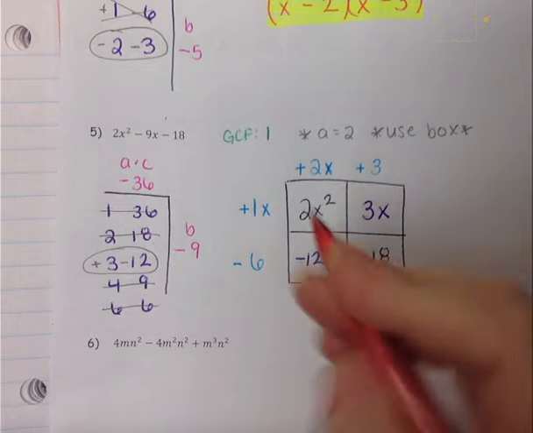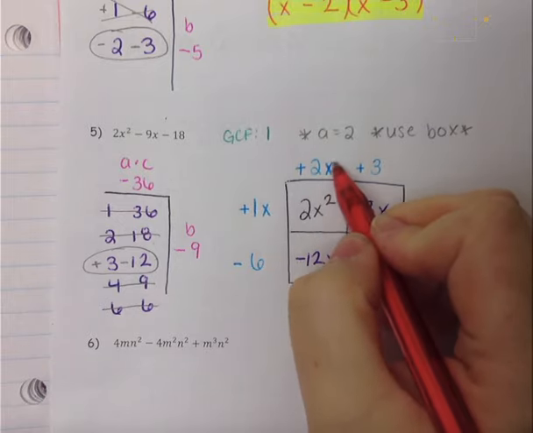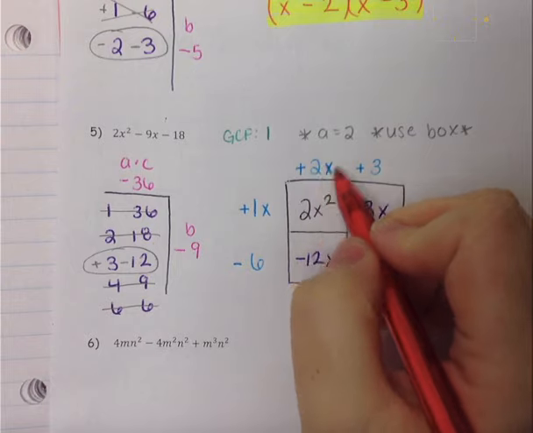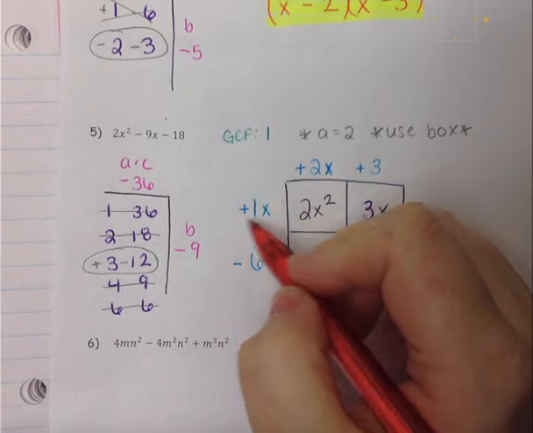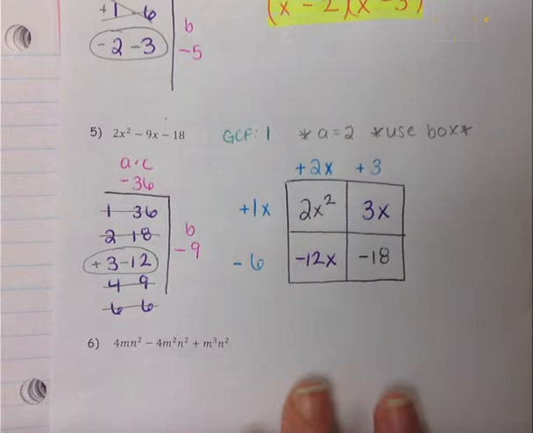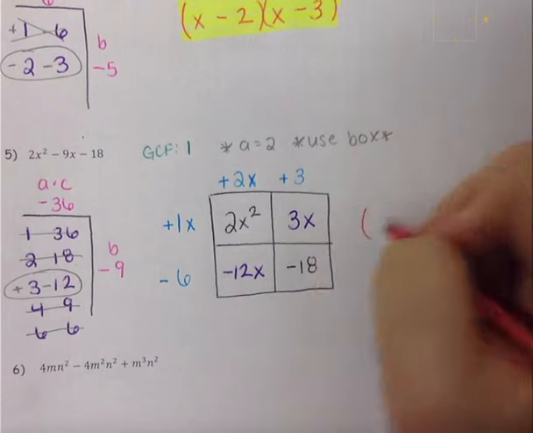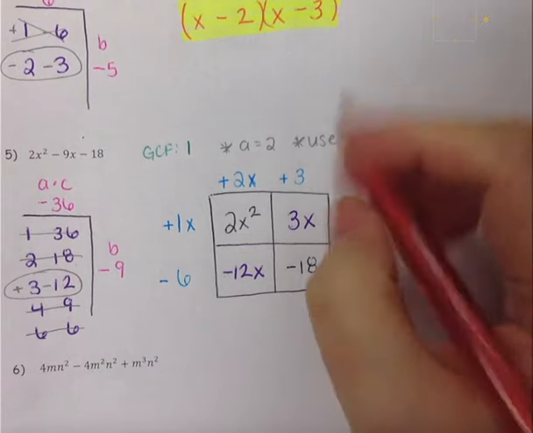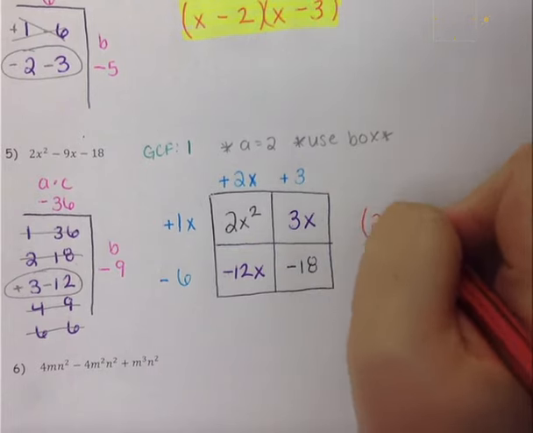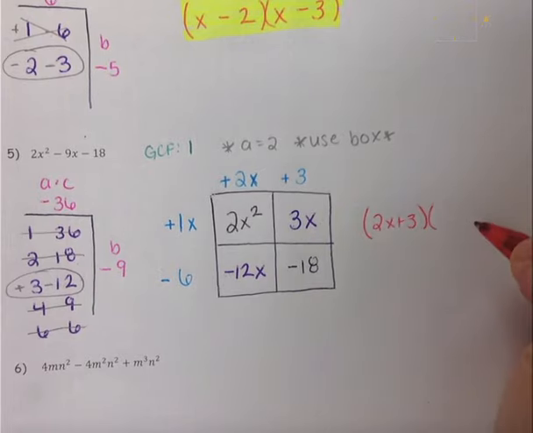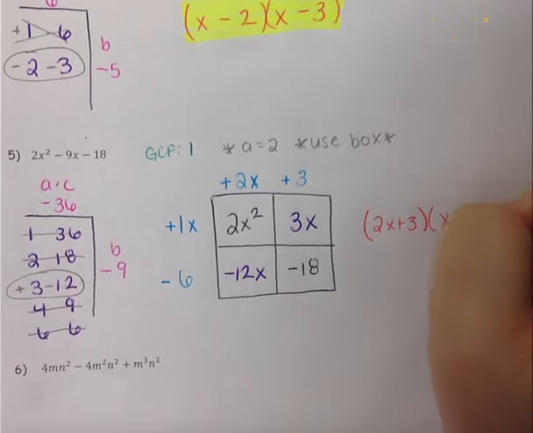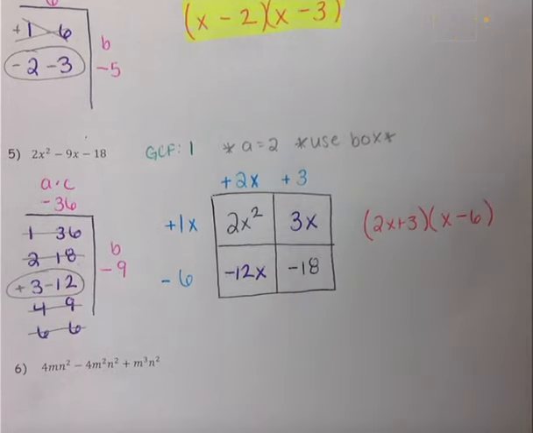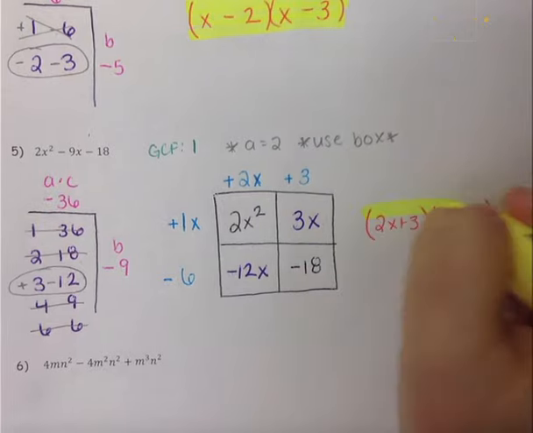Now I look to see, is my 2x a perfect square? I cannot take the square root of this, so no, it is not. So that means that this part is done. The 1x is also not a perfect square, so this next part is done as well. So we can put our answer in our two sets of parentheses. 2x plus 3 is our first set. And open up another parenthesis. Our next set is that 1x minus 6. So I can just put x minus 6. If you want to put the 1, you are more than welcome to. But these are our factors of 2x squared minus 9x minus 18.